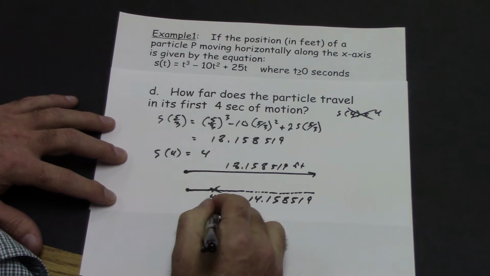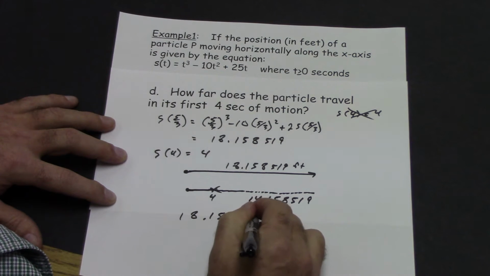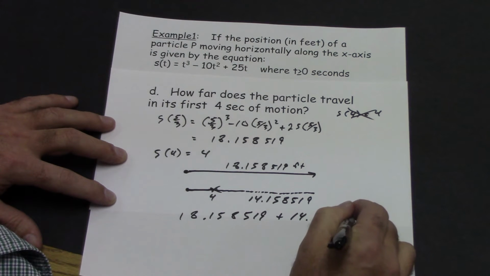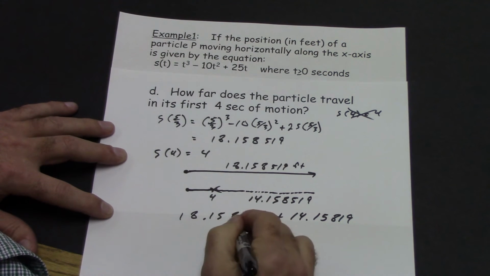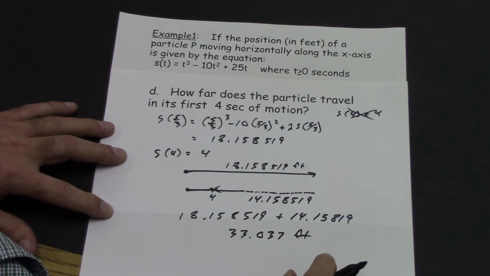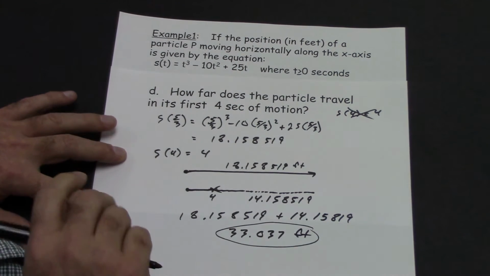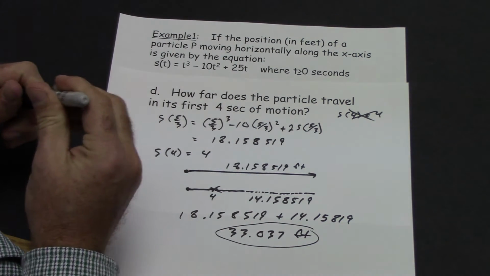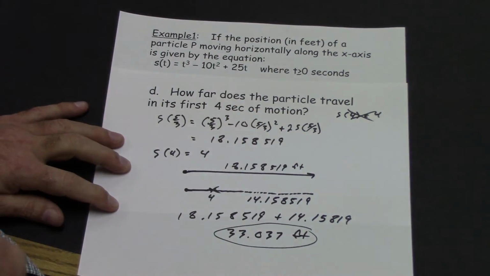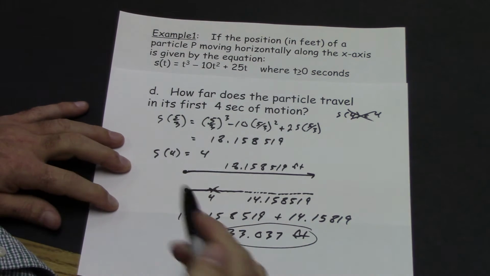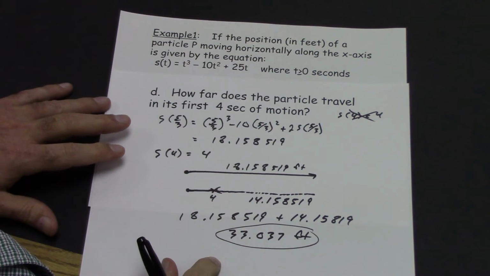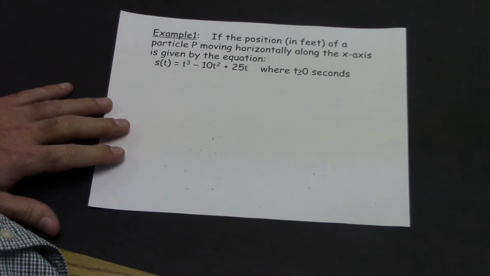So let's add the 18.158519 plus 14.158519. Adding the two together and rounding off gives us about 33.037 feet. So this particle has traveled 33.037 feet. Students that are taking AP Calculus, you want to round your final answer off to 3 decimal places. If you round off too soon, it could give you a rounding error, and we don't want that. So this is a nice little problem to start with. This is our first example. Let's try problem number 2.